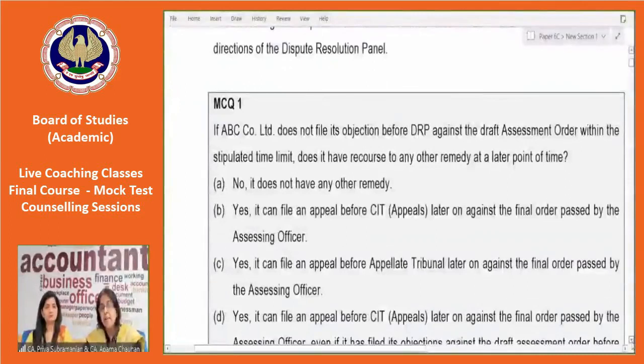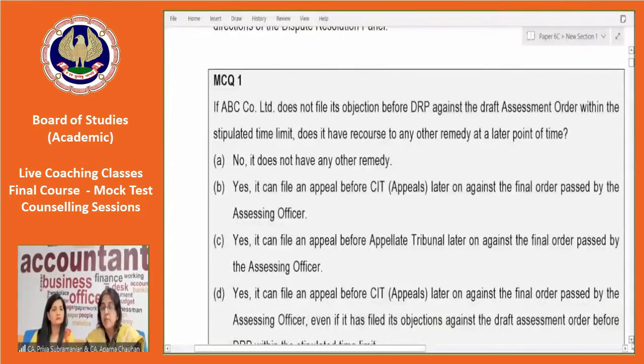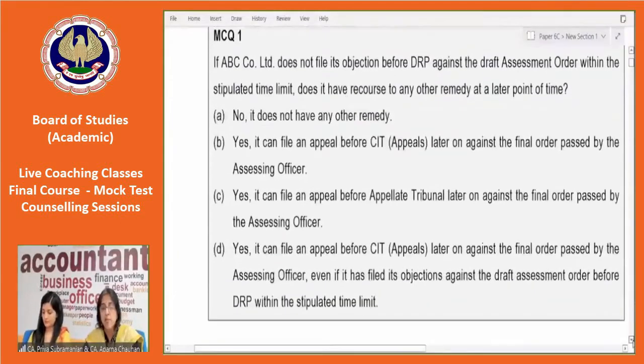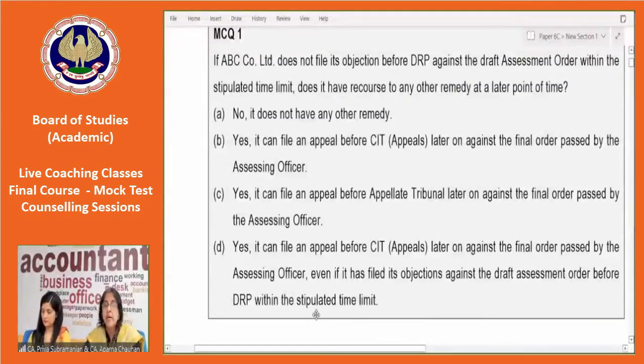Yes, it can file an appeal before the appellate tribunal later on against the final order passed by the assessing officer. Yes, it can file an appeal before the CIT appeals later on against the final order passed by the assessing officer, even if it has filed objections against the draft assessment order before the DRP within the stipulated limit. See, one is, if the assessee has filed his objections before the DRP, DRP has issued directions, and the AO passes an order. That final order is appellable only before the appellate tribunal.